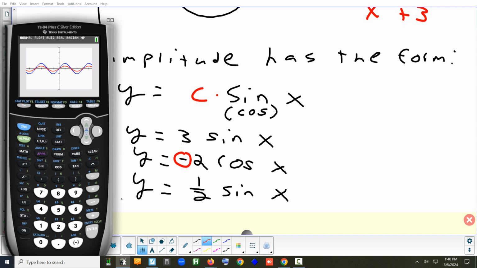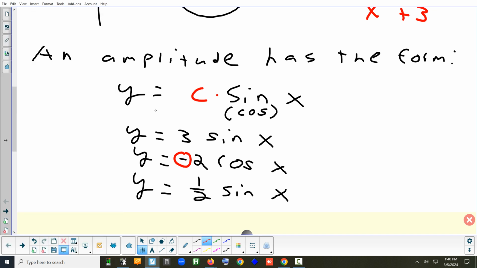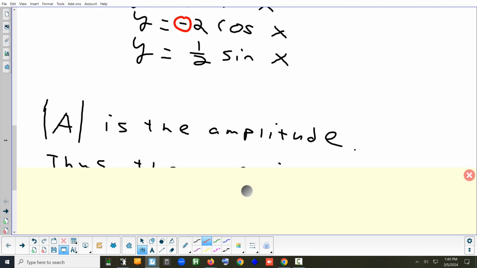Right, so the same rule that we're used to. When you're doing a vertical stretch, it can get bigger or it can get smaller.